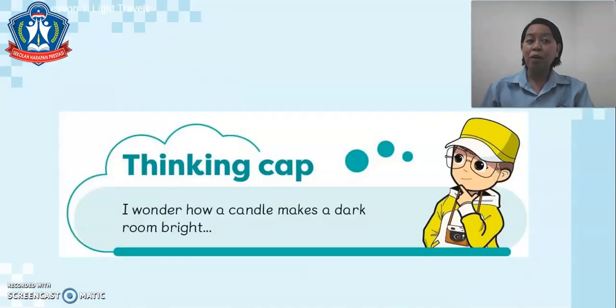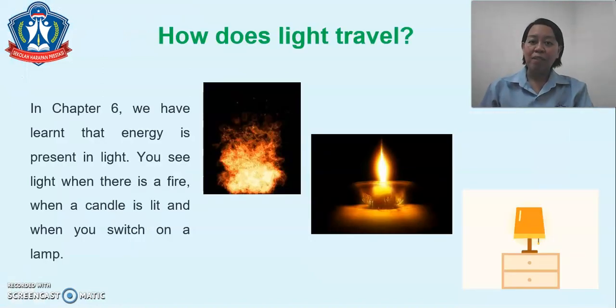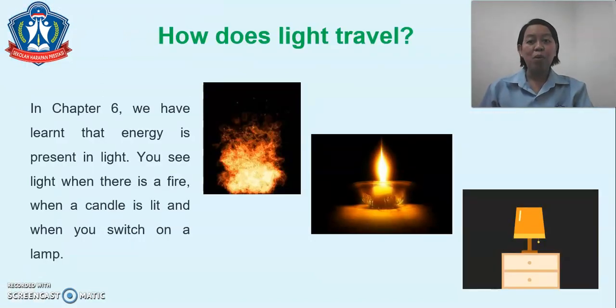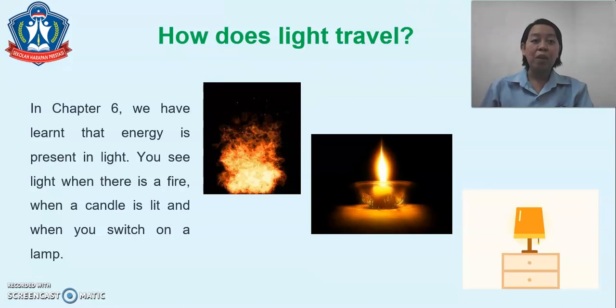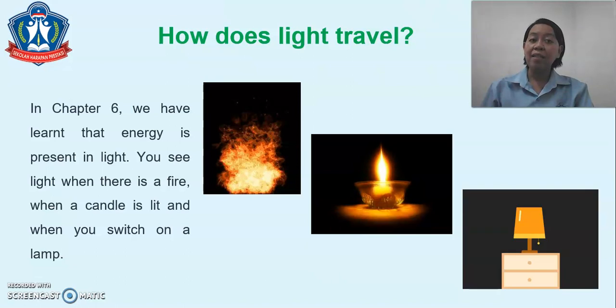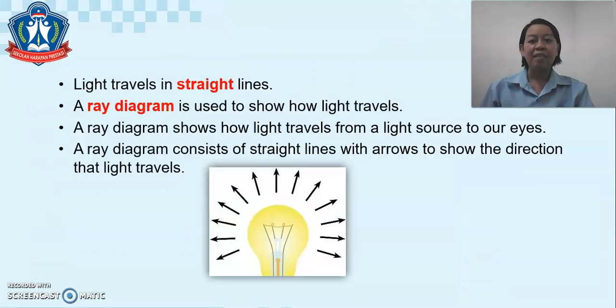Moving on, for a thinking cap, I wonder how a candle makes a dark room bright. How does light travel? Number 6, we have learned that energy is present in light. You see light when there is a fire, when a candle is lit, and when you switch on a lamp. Light travels in straight lines.